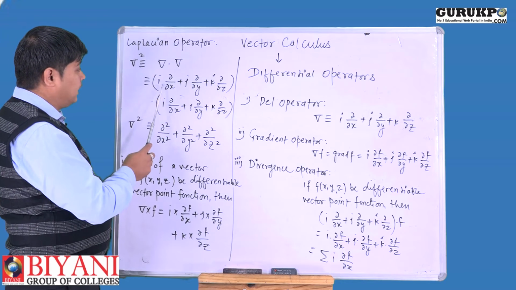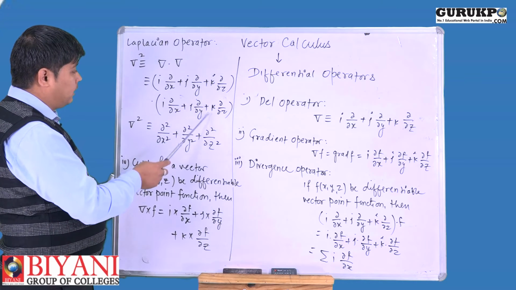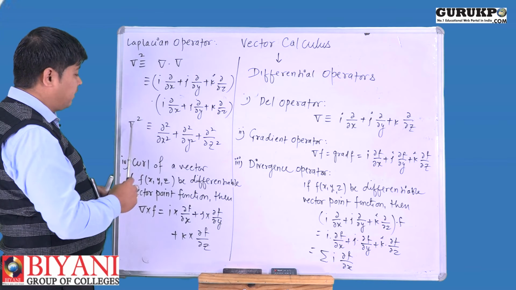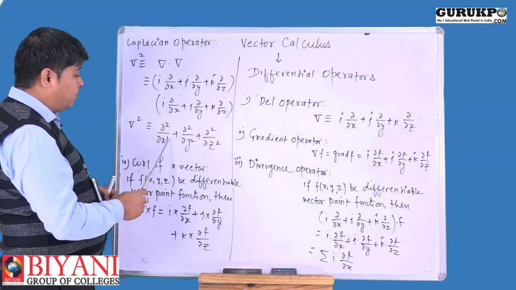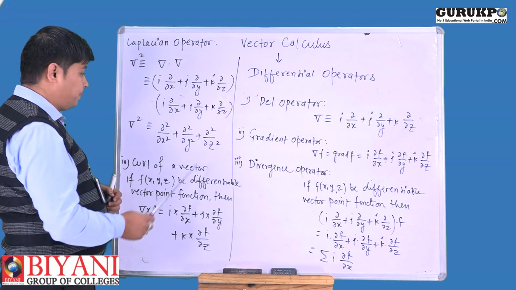Del dot del is nothing but the normal vector multiplication of these two operators. So when we multiply this into this, we get del squared is equal to del 2 by del x square plus del 2 by del y square plus del 2 by del z square.